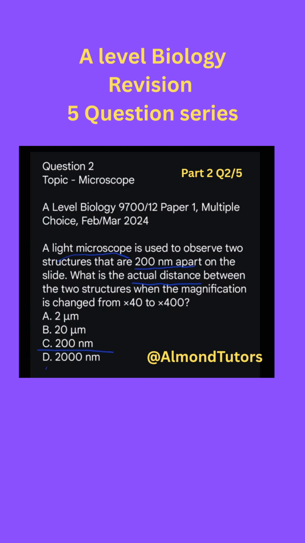So your answer therefore will be C, because even if I went to times 4,000, magnification does not affect the actual distance. However large or small, actual distance doesn't change. So that's it to answer this question. Remember, when you're asked about the actual distances, they're not affected by magnification. But image distance is affected by magnification. So that's it for question 2. We move on to question 3.